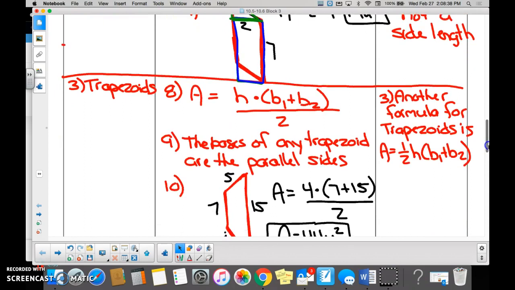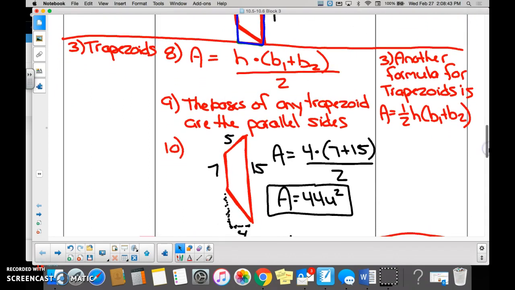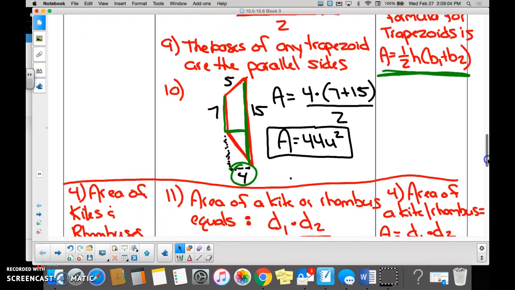Trapezoids. You guys did a great job on the warm-up with those. Base 1 plus base 2 times the height divided by 2 is the area of a trapezoid. Remember, there's another formula for that. Can you use this formula just as easily? Yes. This side and this side are what again? Parallel. Therefore, these are the bases, and down here it says the height is 4. So you plug in all of those numbers and you get the area of 44 units squared.